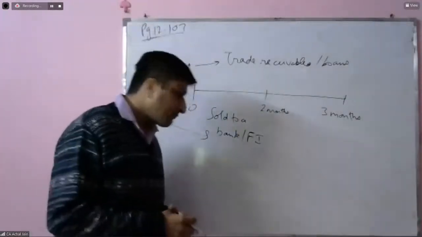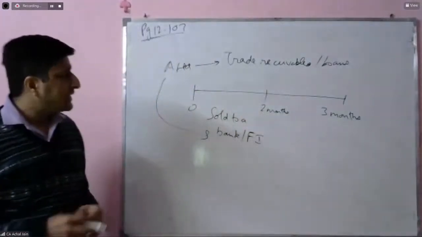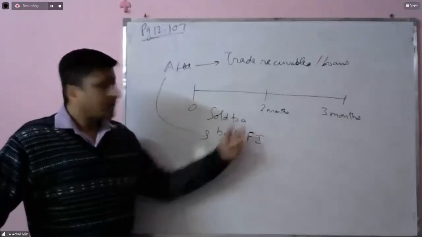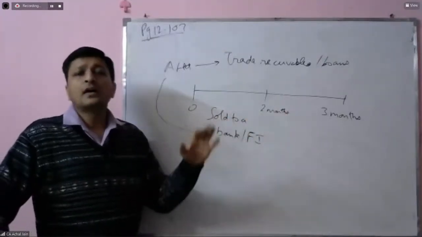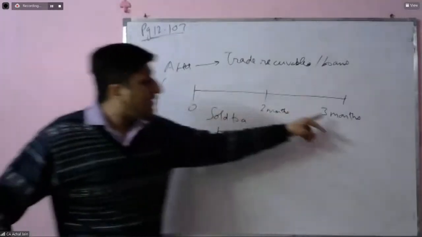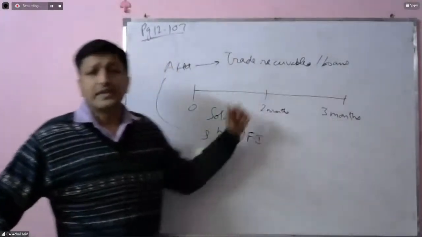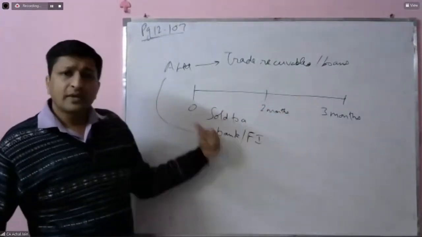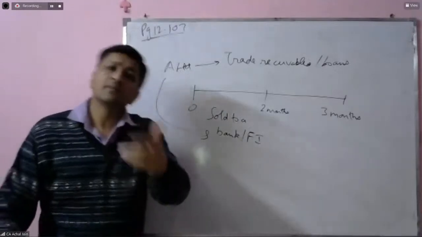Correct. Another transaction which is possible is that after 3 months, the bank will collect this money from the trade receivable debtor, or after 3 months, A Limited will collect the money from the debtor and pay to the bank, because this will be collected on behalf of the bank, since this trade receivable belongs to the bank.